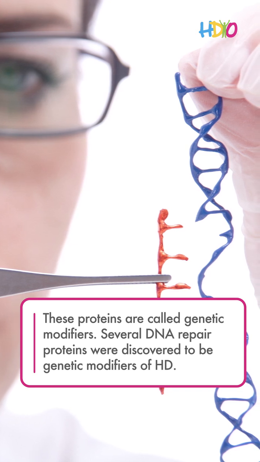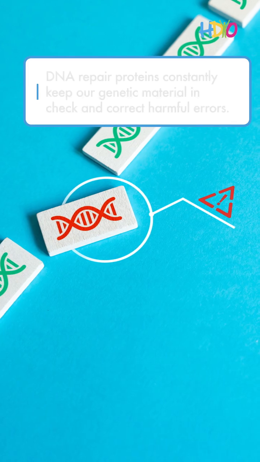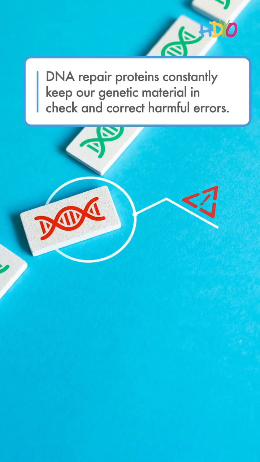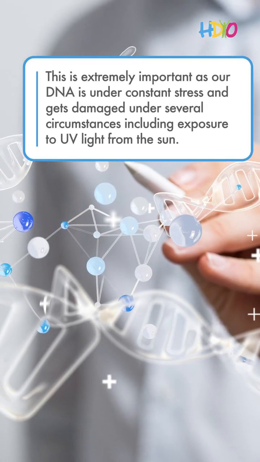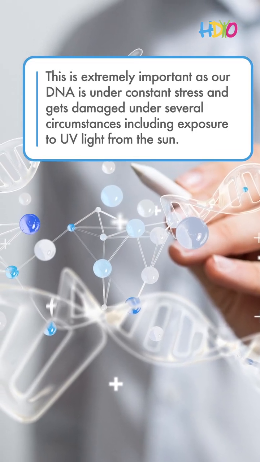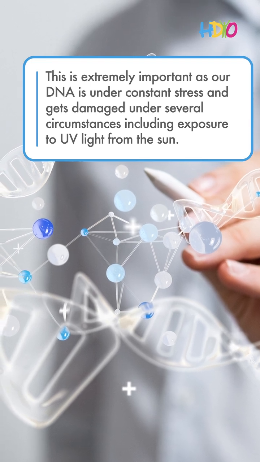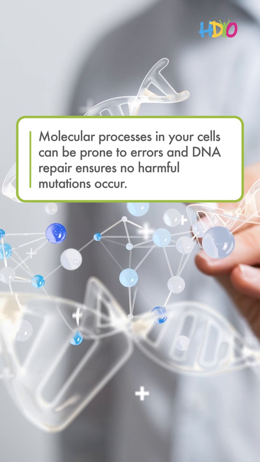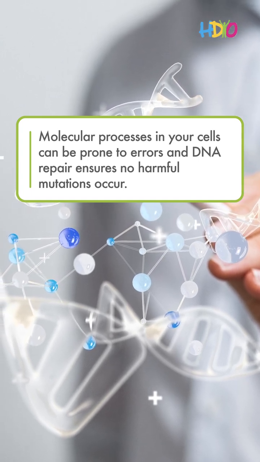Several DNA repair proteins were discovered to be genetic modifiers of HD. DNA repair proteins constantly keep our genetic material in check and correct harmful errors. This is extremely important, as our DNA is under constant stress and gets damaged under several circumstances, including exposure to UV light from the sun. Molecular processes in your cells can be prone to errors, and DNA repair ensures no harmful mutations occur.